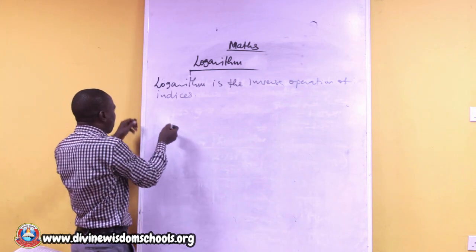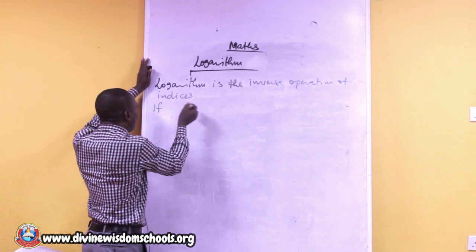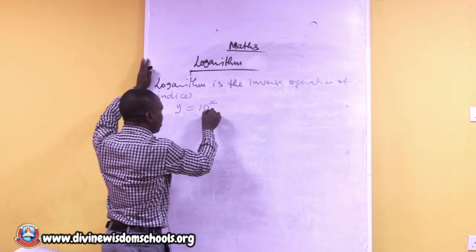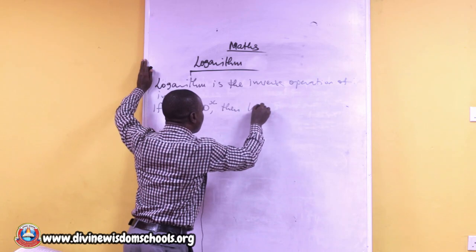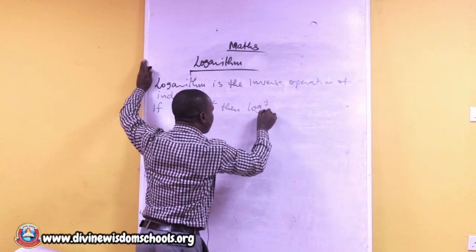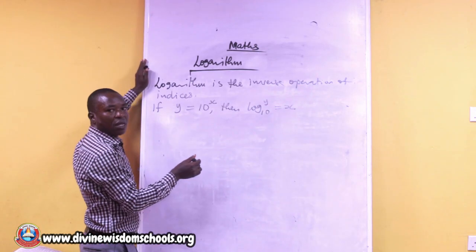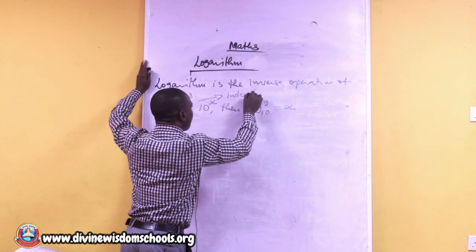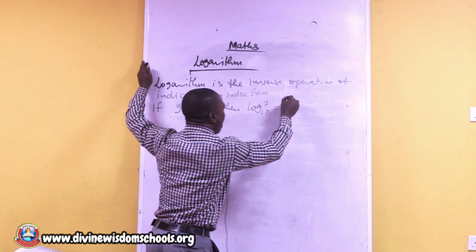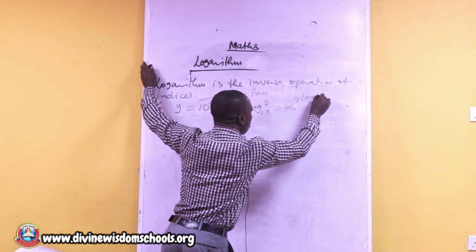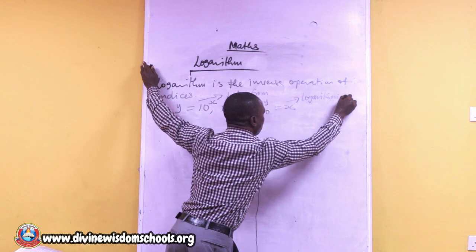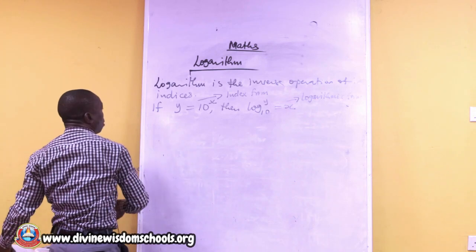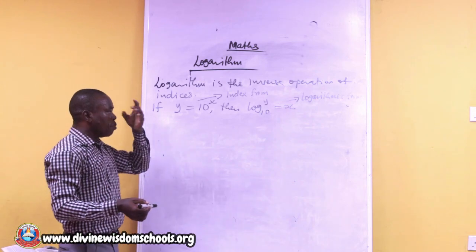Now, let's take, for example, if y is equal to 10 raised to power x, then the logarithm of y to base 10 is equal to x. Now, in mathematics, we call this one here the index form. We say it is in its index form. Why this one? We call it the logarithmic form. So we call that the logarithmic form.